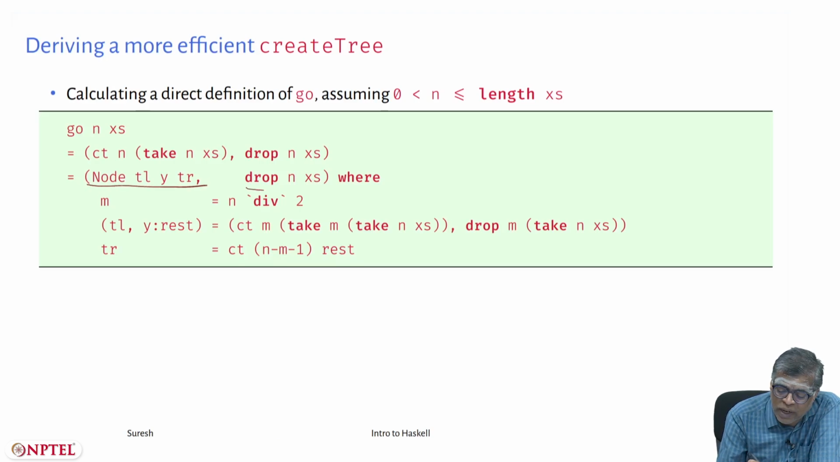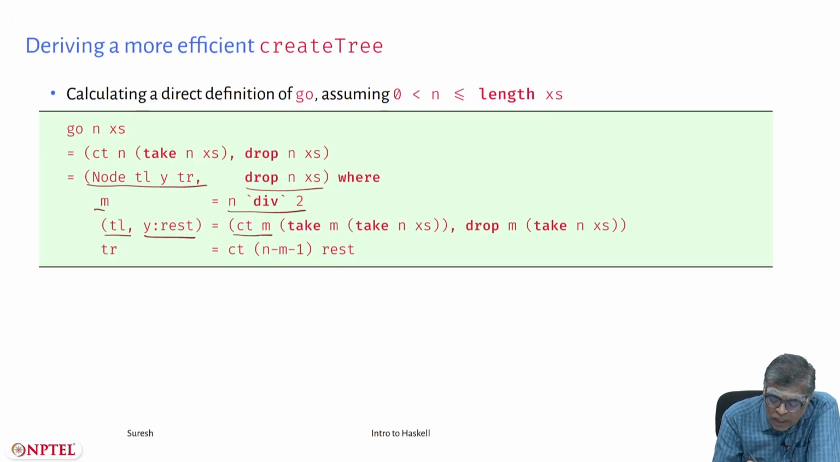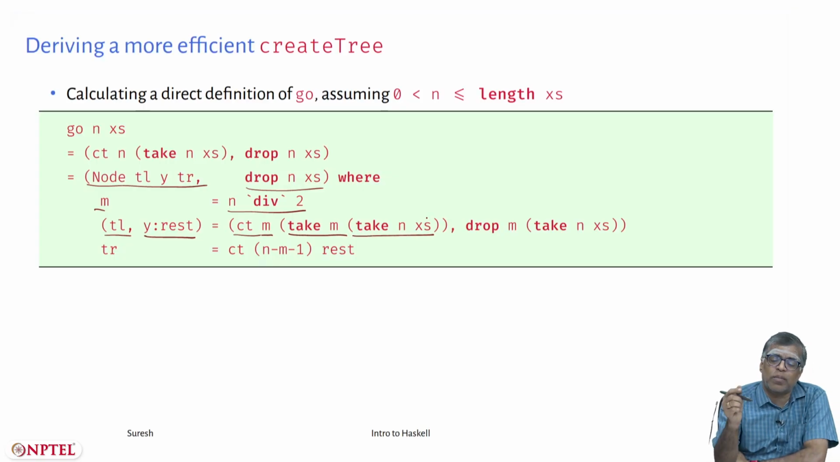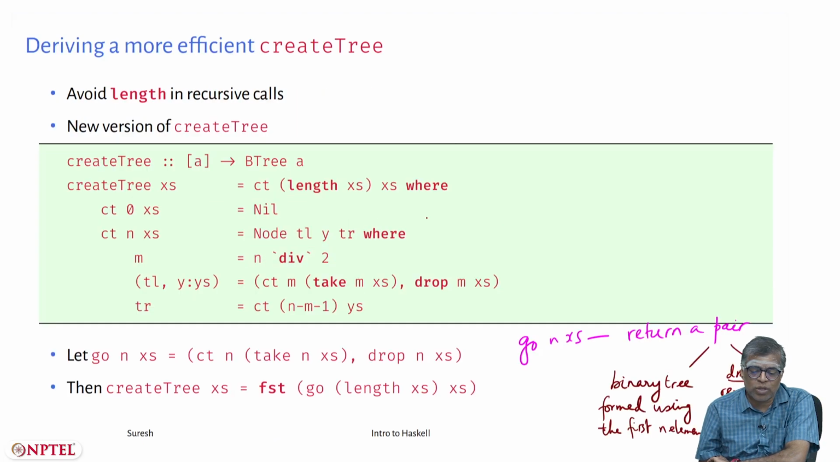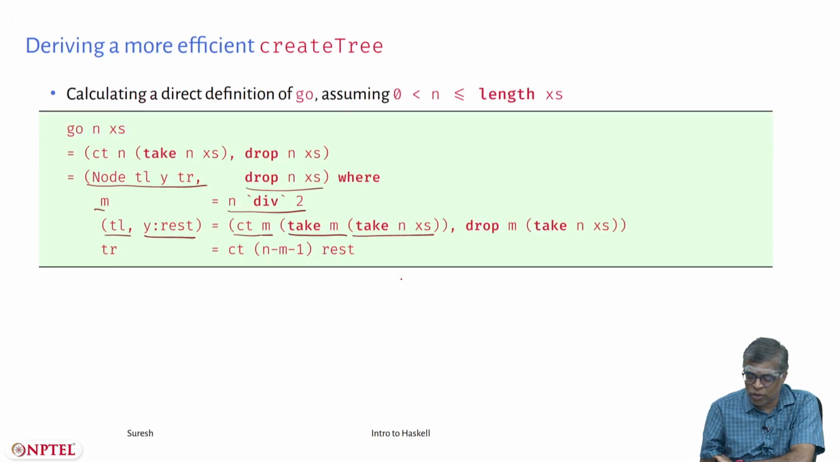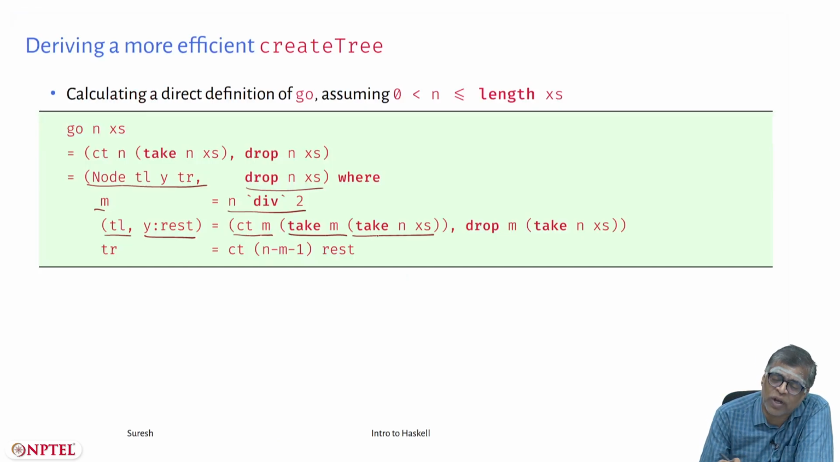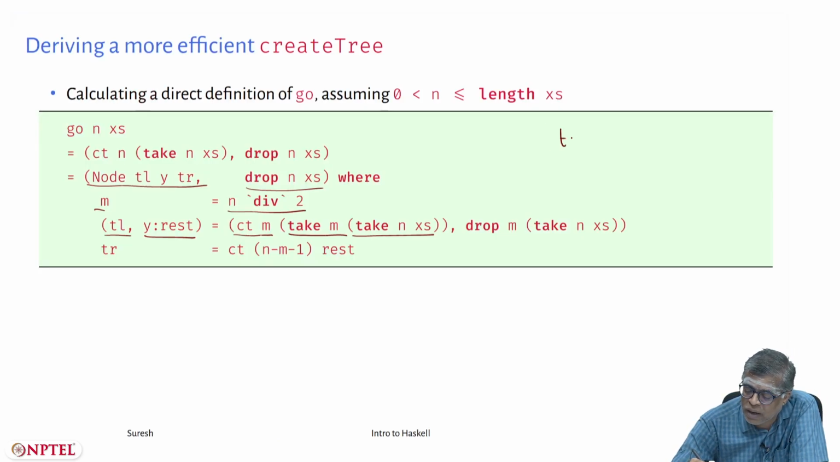tr comma drop n x's, where m is n div 2, tl comma y colon rest is ct m of take m of take n x's, right, because that is what this does, ct m of take m x's comma drop m x's. So that is what I am doing, ct m of take n x's, but take m of take n of x's is nothing but take m of x's.